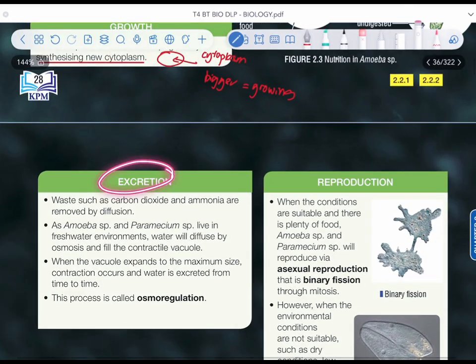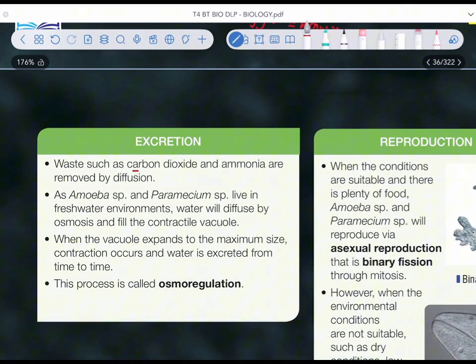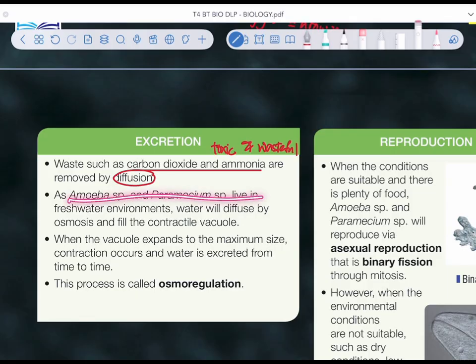Okay, next one is excretion. Waste such as carbon dioxide and ammonia are actually toxic and wasteful, so they need to be eliminated out of the body by diffusion. As amoeba species and Paramecium species live in a freshwater environment, water will diffuse by osmosis and fill the contractile vacuole. There is one type of vacuole known as the contractile vacuole, and it is very important because it can regulate how much water gets into the body of the amoeba species and Paramecium species. So how?